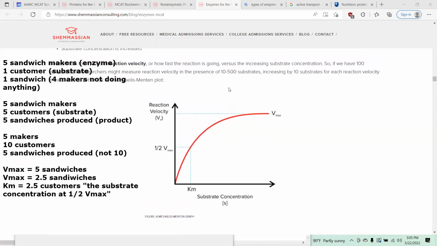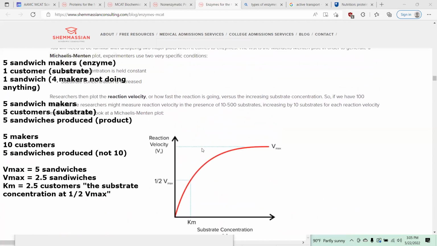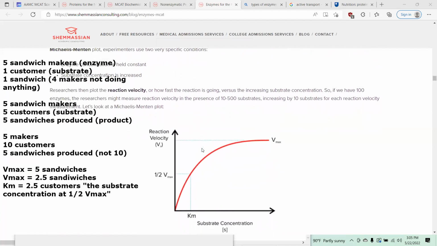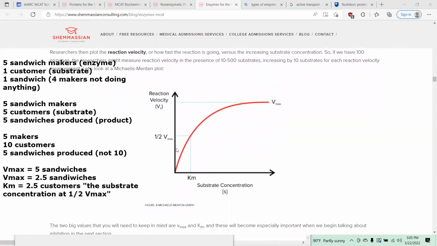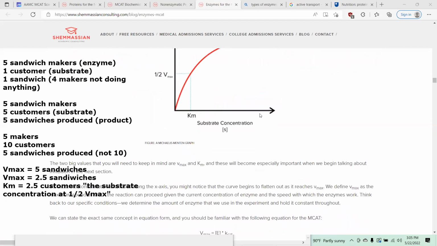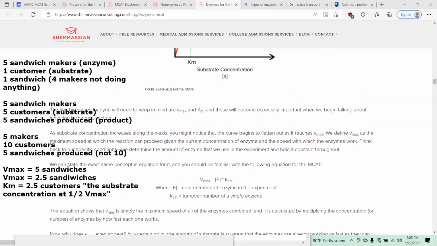Okay, good. So what we just saw here, this graph, is called a Michaelis-Menten plot. A Michaelis-Menten plot basically just plots this relationship: how much substrate leads to how much reaction velocity. So now going forward, this is kind of blocking this.